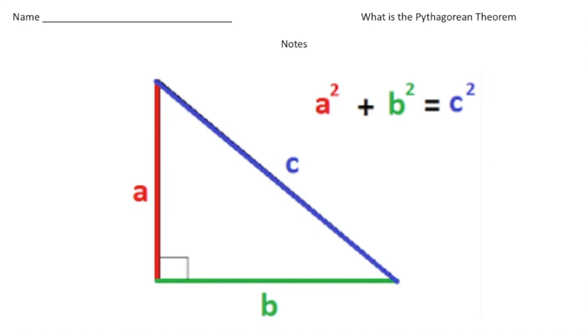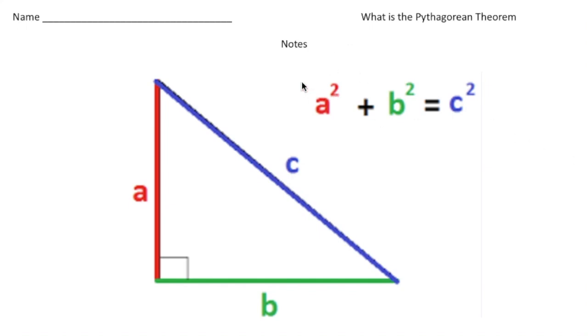Well, here's the rule, okay? The rule for the theorem states that the square of the hypotenuse is equal to the sum of the squares of the other two sides. Okay, let me say that again. So it's the square of the hypotenuse is equal to the sum of the squares of the other two sides.